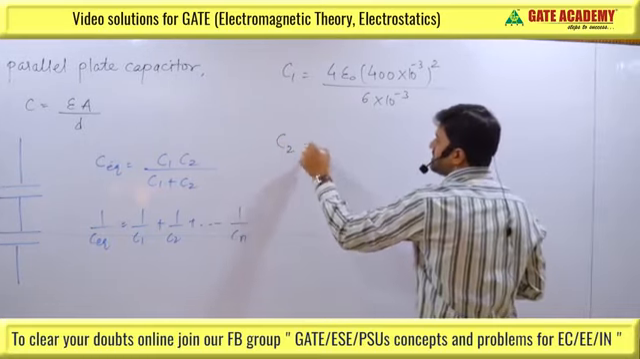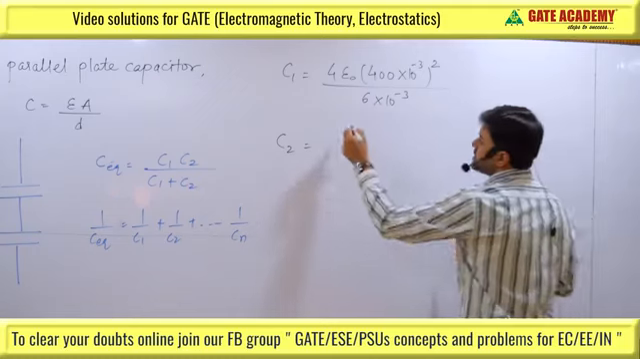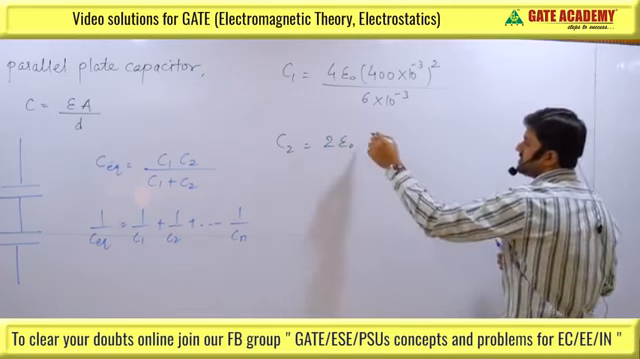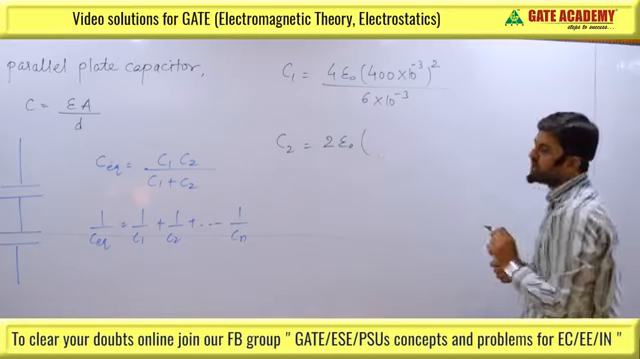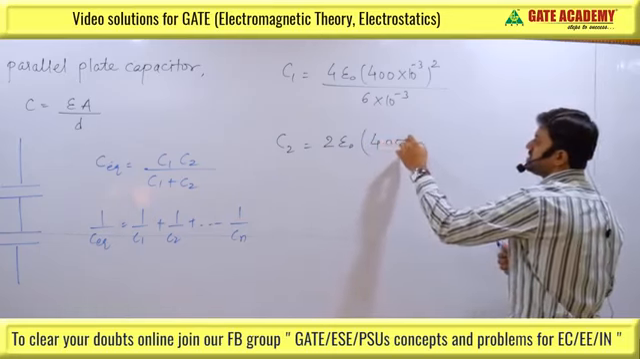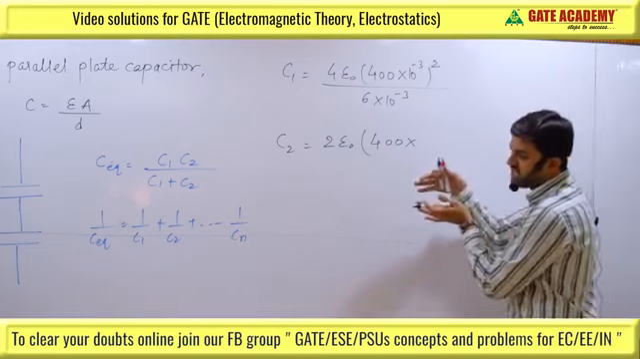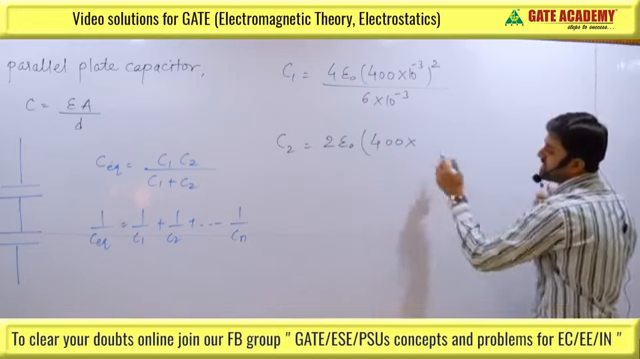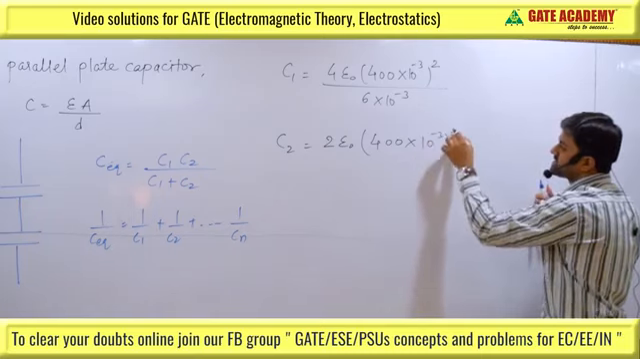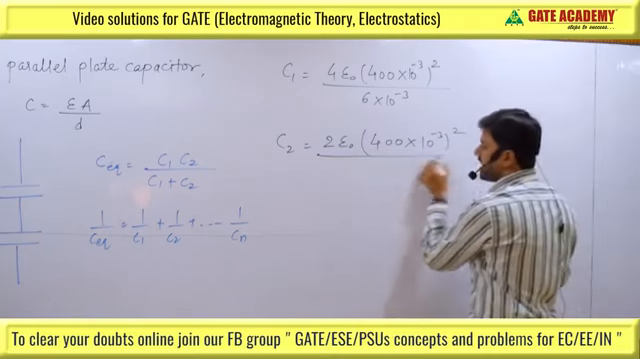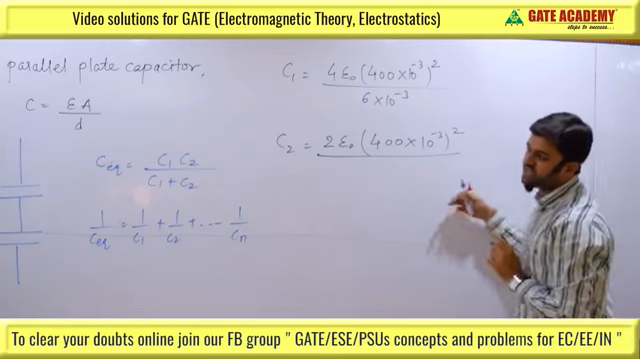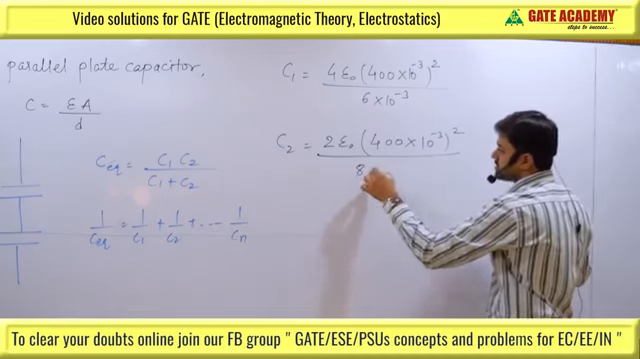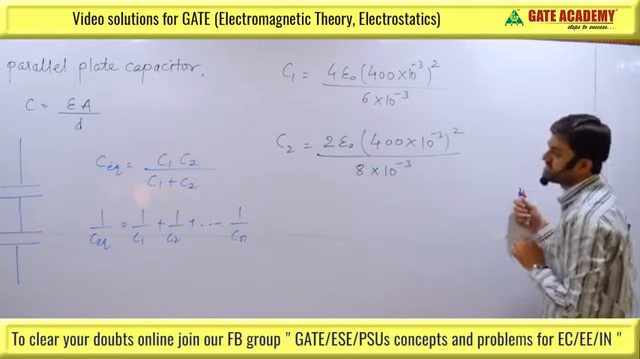Similarly, C2 will be, dielectric constant is 2, so this is 2 epsilon naught, and the area of the plate will remain same, because the area that comes into effect is the complete plate. So the area will be 400 into 10 to the power minus 3 whole square divided by distance between the plates, and the distance between the plates for the second region is 8 millimeters. So this is 8 into 10 to the power minus 3.